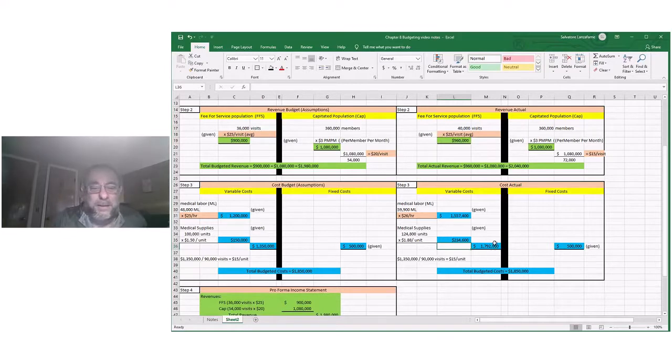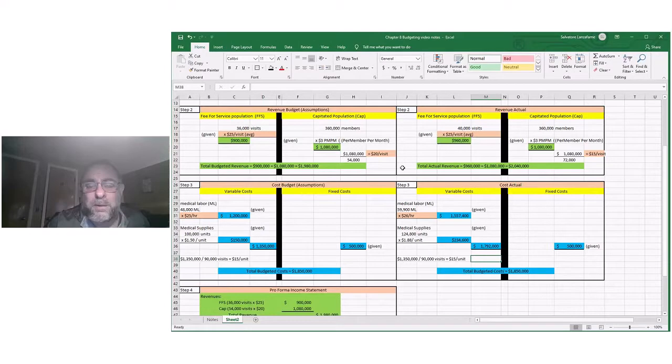So right away, look at the difference there. We were expecting to spend $1,350,000. We ended up spending $1,792,000. So that's negative. That's unfavorable. That's over $300,000 of unfavorable or extra cost.